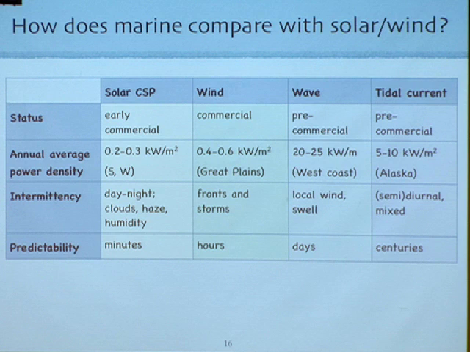One of the interesting things is the difference in predictability. So with solar can change, of course, well, minutes, it may be a little bit exaggerated. But wave and especially tidal currents are predictable very far in advance, okay? But definitely wave and tidal currents are still pre-commercial. And of course, wind is commercial and solar CSP is already early commercial.